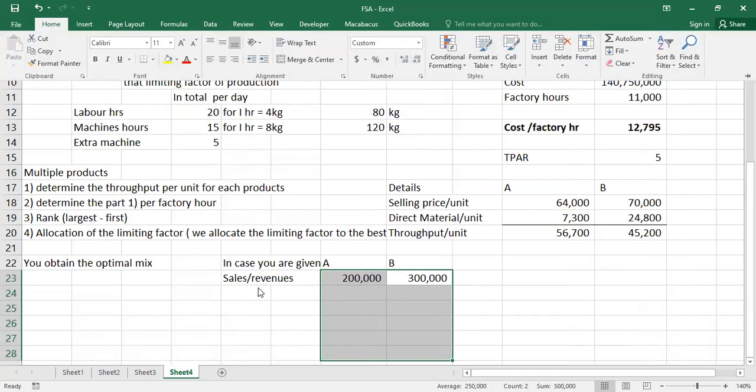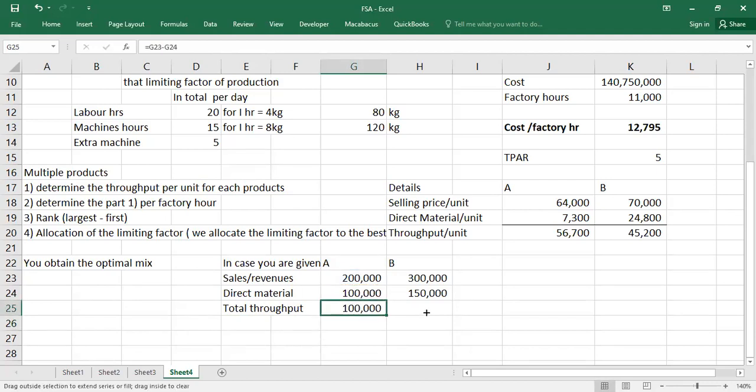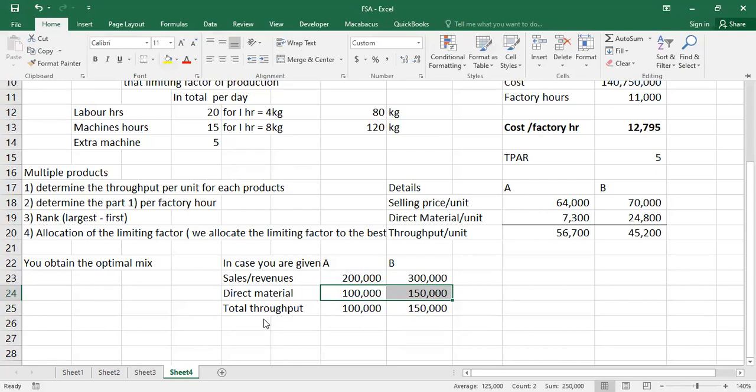So these are my totals. Then you're given total direct material. So maybe 100,000. And this was 150. So what you're going to get is total throughput. So you're going to subtract sales minus total materials. So how do I get therefore throughput per unit?